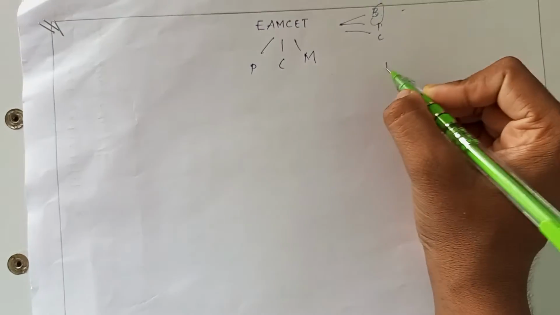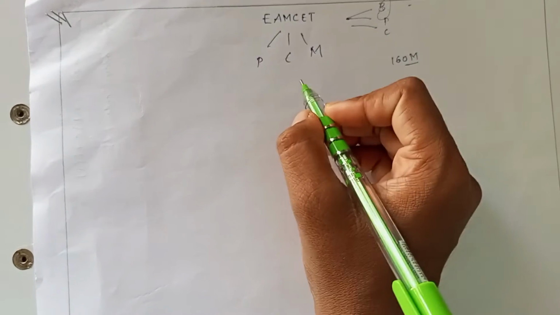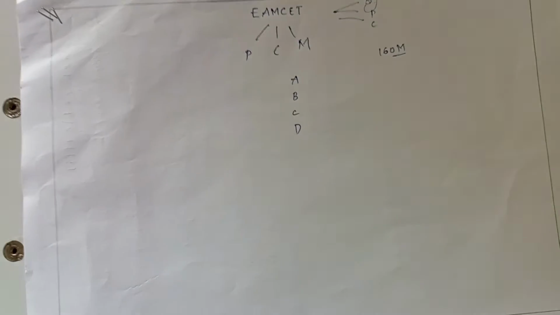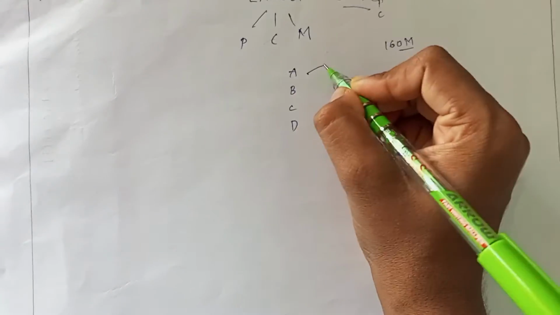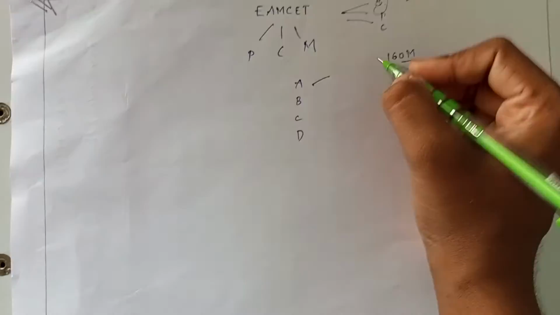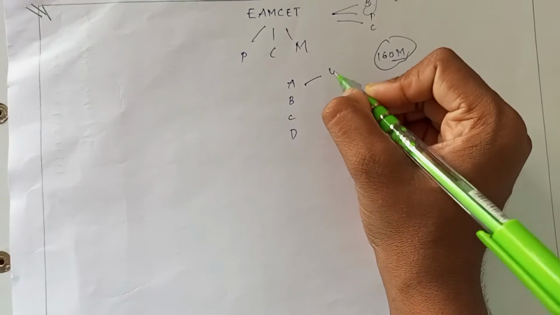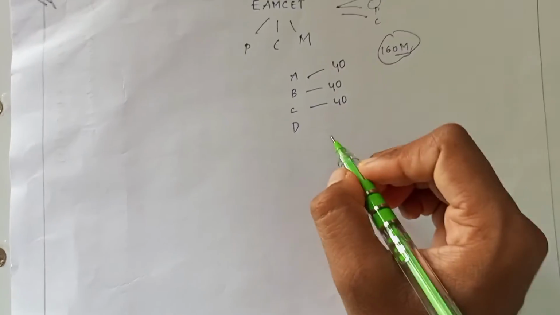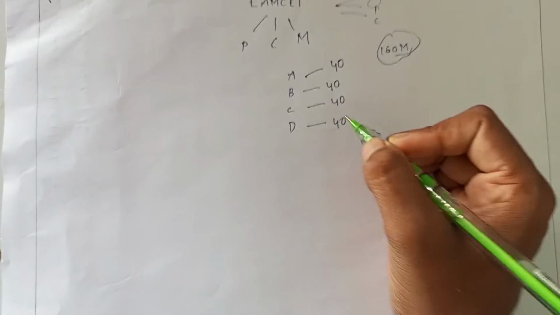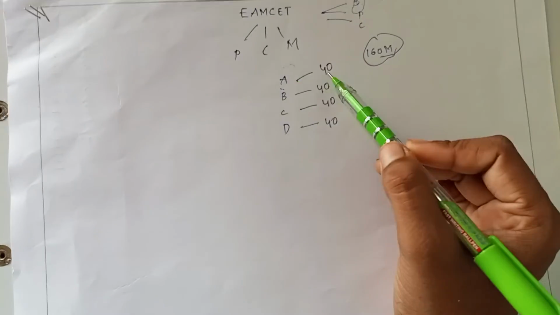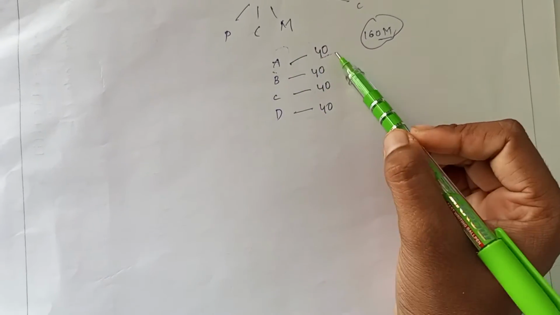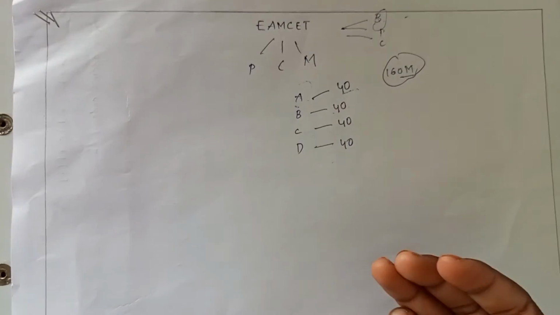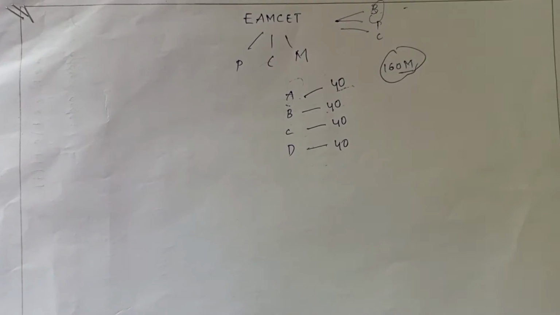Of course, EAMCET has 160 marks, and we all know that. There will be four options: A, B, C, D. So the main tip is that out of the 160 questions, you'll have 40 questions with option A, 40 with option B, 40 with option C, and 40 with option D. With this tip, you can write the total EAMCET exam.